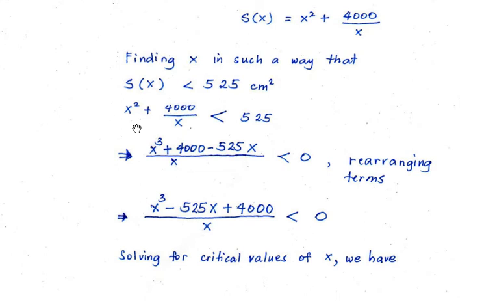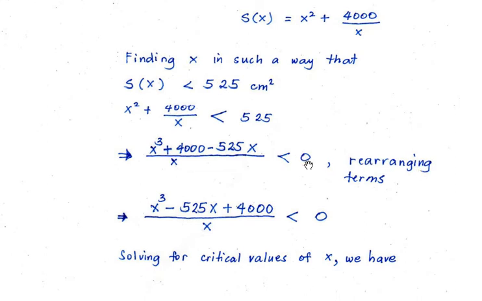So multiplying each term by the LCD x, we have x squared times x, that's x cubed. Then the 4,000 over x times x is plus 4,000. Then the minus 525 times x is negative 525x. And in this case, we have all over x. And of course, less than, we just copy the less than symbol or the inequality. And of course, this 0 was multiplied also by x, but any number multiplied to 0 is always 0.